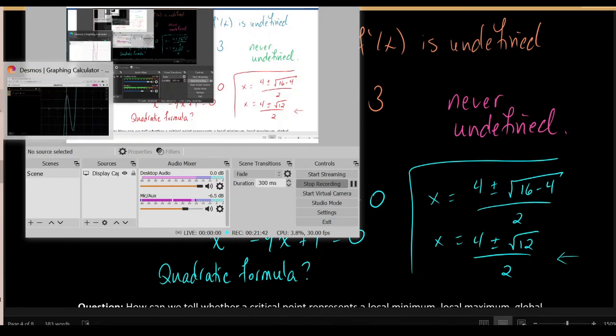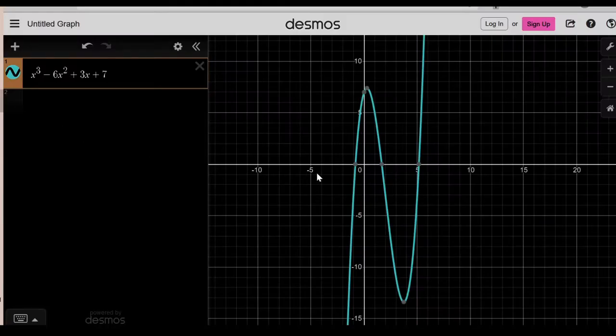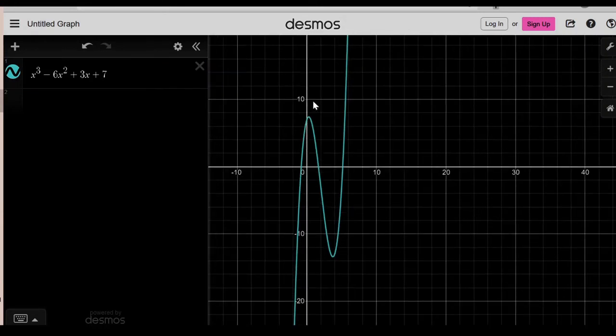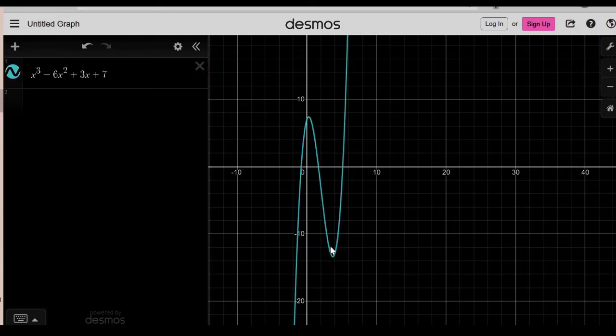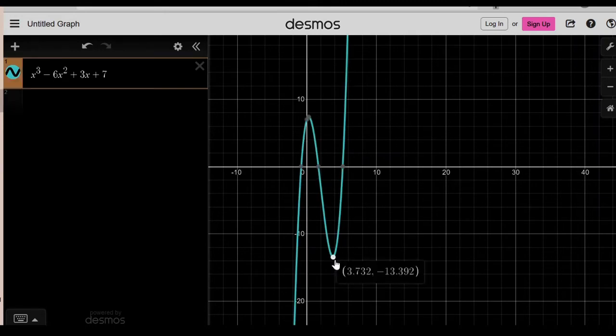Now, in case you don't quite believe it, we can always have a look at the graph, and sure enough, the only point on this graph which has the potential to be a global maximum is given by this local maximum right here. This point is higher than every other nearby point. And this corresponds to the solution that has a minus sign. Likewise, the only potential candidate for a global minimum occurs right here.